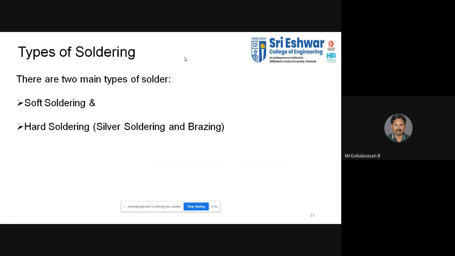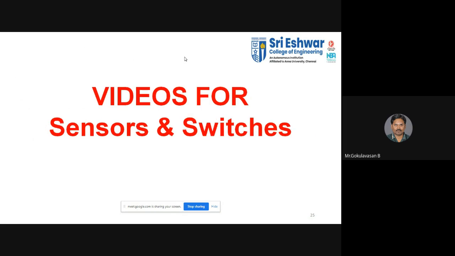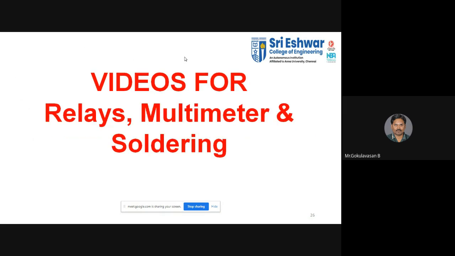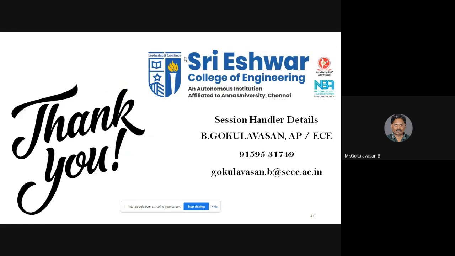Two basic types of soldering are, one is called soft soldering, another one is hard soldering. Hard soldering means wherein we are going in for silver soldering and brazing operations, right? That is what I wanted to speak about relays, multimeters, and soldering.